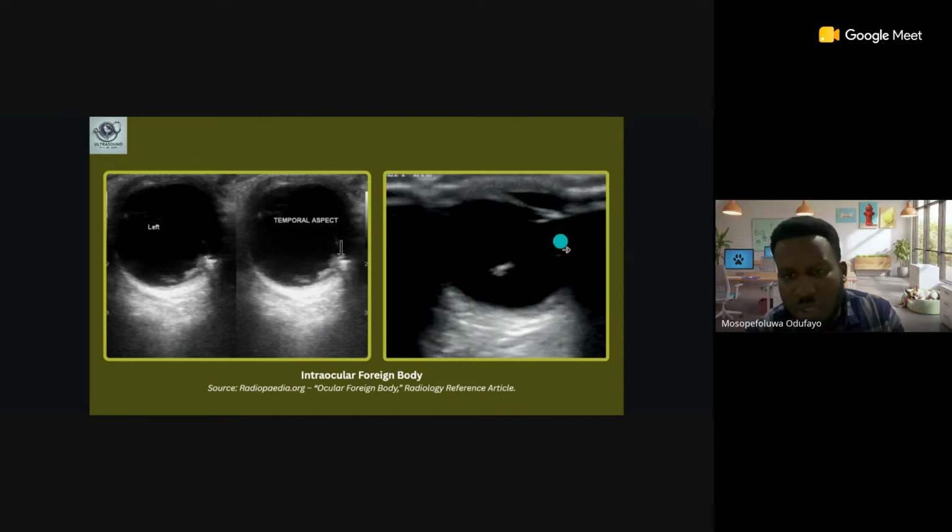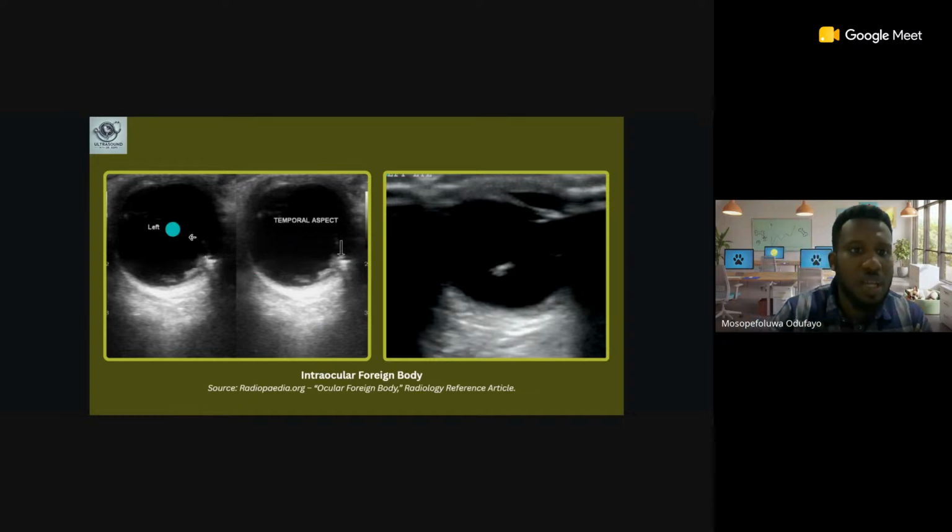Then a differential for this will be vitreous hemorrhage. Or if you look closely, you even see some internal echoes inside. That could be the vitreous hemorrhage that is accompanying the foreign body. Is that okay? Good. So look at, for example, look at here, in this position here. This is vitreous hemorrhage associated with this intraocular foreign body.